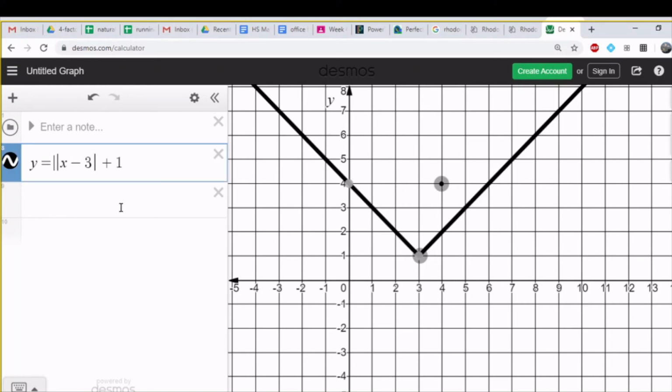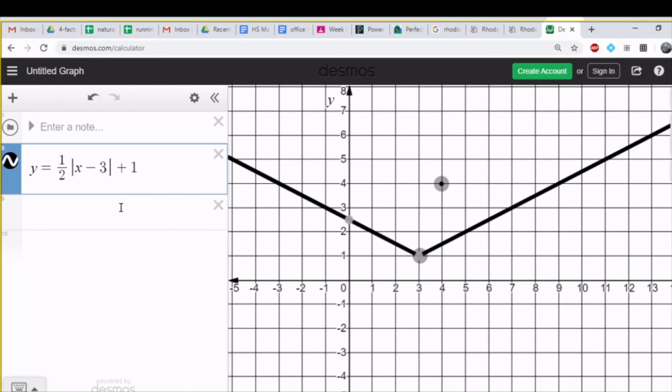If I do something like 1/2, it's less steep now. It only went up 1 unit over 2 units, so the steepness between the points was 1/2, and we have a 1/2 right there. So this number is in a way like a slope that's telling you how steep each side is. Of course, the slope is going to be positive on one side and negative on the other side.